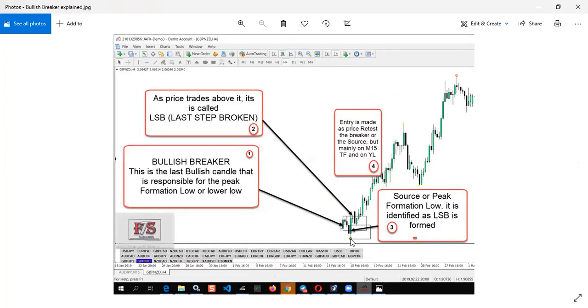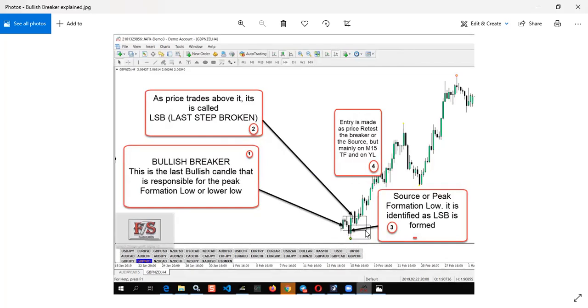So this is the last bullish candle. As price trades above it, even if it's a wick, it has been validated. It is called LSB, last step broken, which is number 2. Number 3: as we identify the LSB, we pick the peak formation low, or the lower low, as our source.